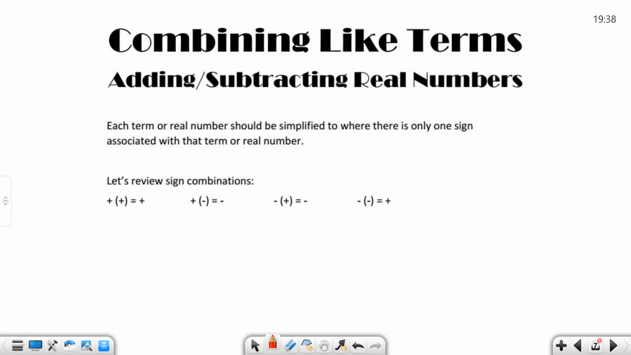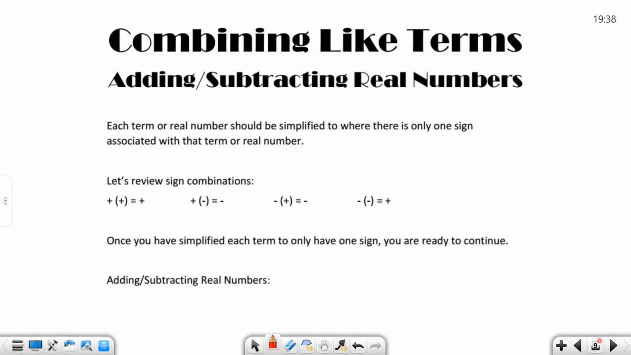So it's either 3 plus 7 or 3 minus 7, not 3 plus a negative 7 or 3 minus a negative 7. We don't want two signs. We want one sign between each number. We're going to get that down to one sign. Once you've simplified each term to one sign, you're ready to continue, and these are the rules that you will always use, whether they're real numbers or terms or something else.